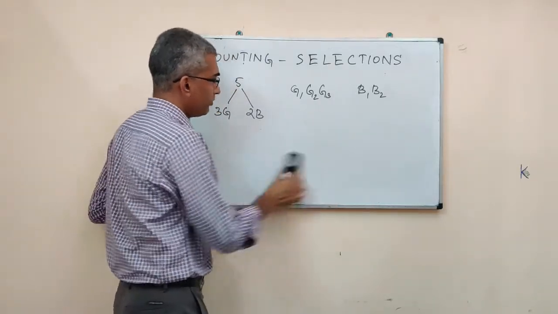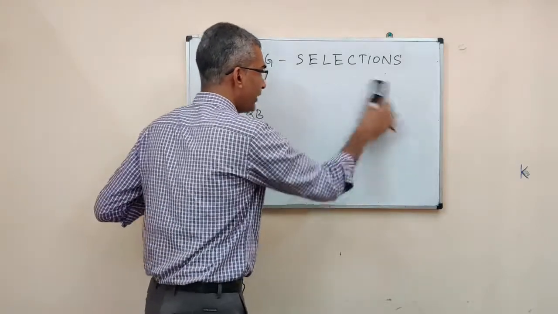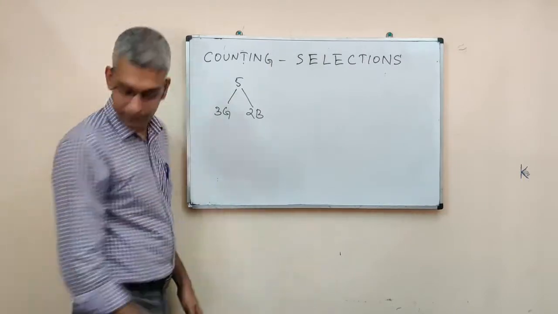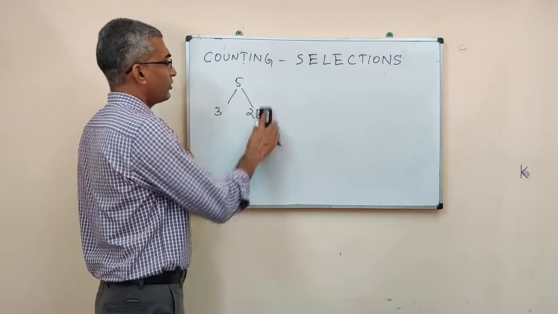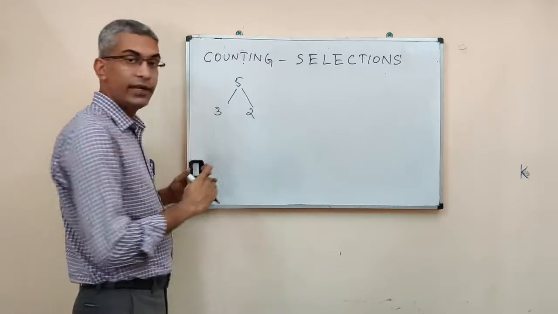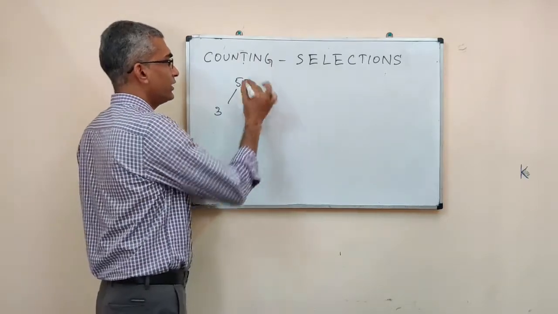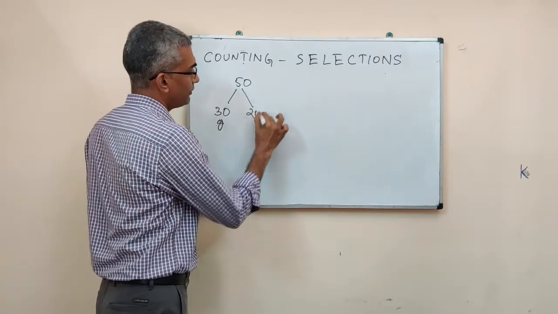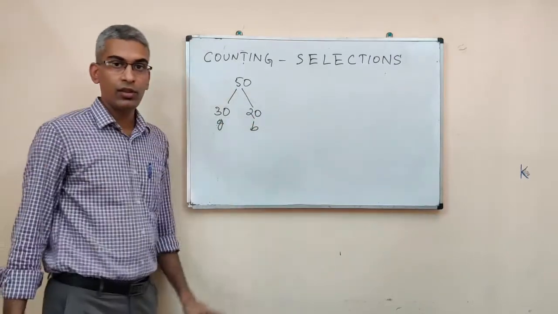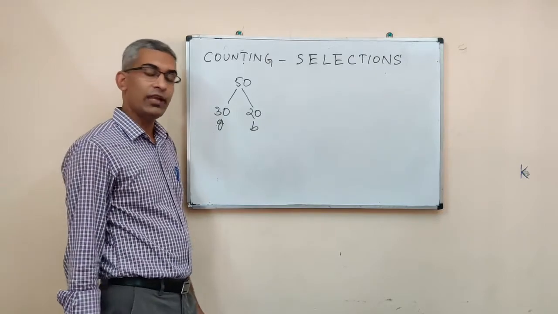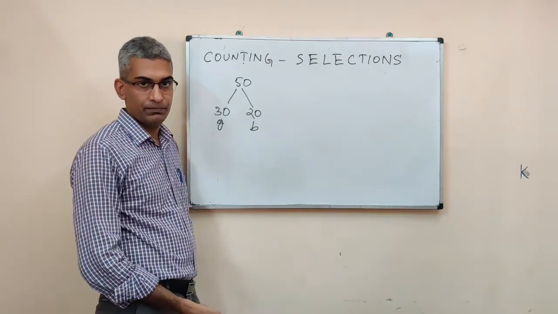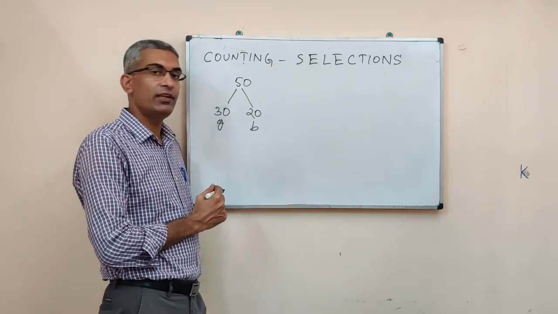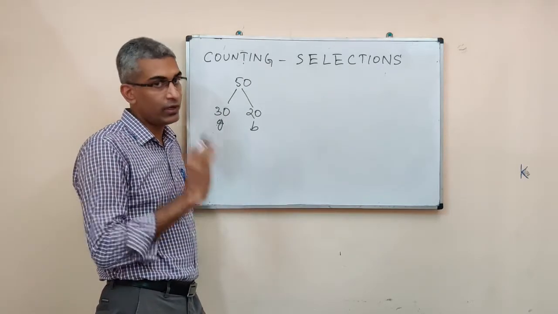Okay. Now, in all these problems, we could enumerate because the number of people involved was small. Let us see how you do this problem if the number is a little bigger. Let us say there were 50 students in the class, 30 of them being girls and 20 of them being boys. In how many ways can you select a 4-member team from the 50 students, of which 30 are girls and 20 are boys? I want a 4-member team.